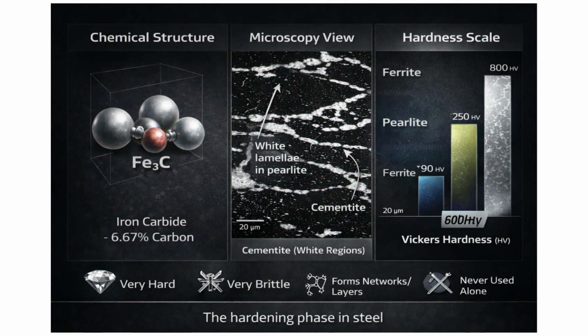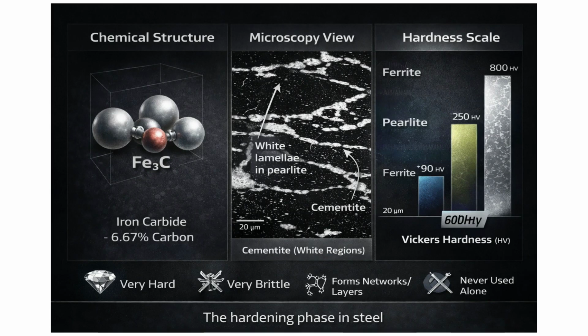Cementite is where things get interesting. This phase is iron carbide, chemically written as Fe3C, and it contains 6.67% carbon. That's the maximum carbon that can exist in this compound. Cementite is extremely hard but also extremely brittle. You'll never see cementite by itself in useful steel, it always appears alongside other phases. Under a microscope, cementite shows up as white networks or layers. It's the cementite that gives pearlite and bainite their hardness.